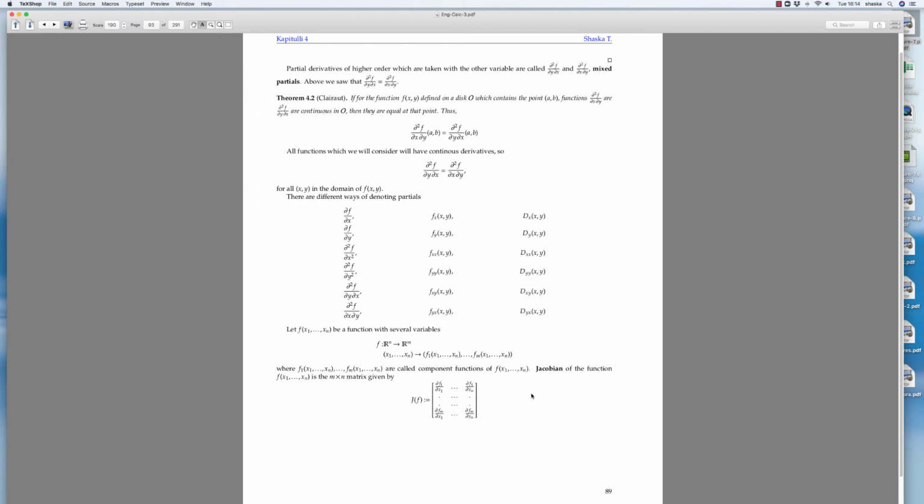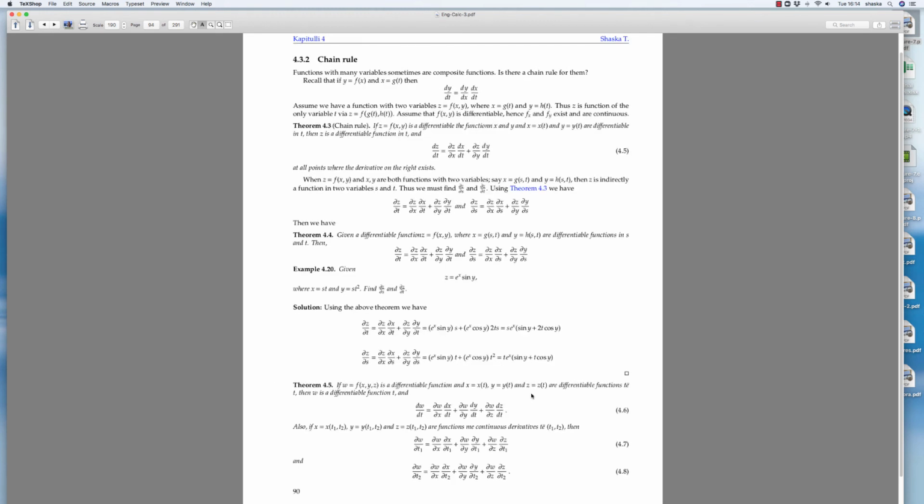So in general, for an n variable function, this is called the Jacobian of the function, and it's quite used in later topics. Okay, but here is the main thing here.